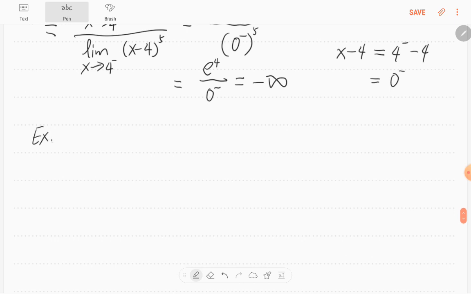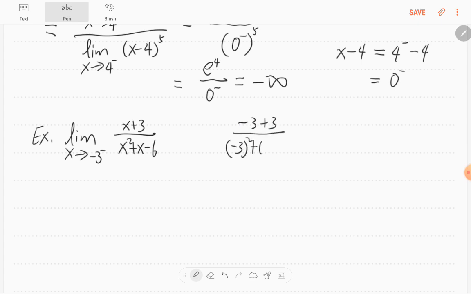So now let's look at the last example. The limit as x approaches negative 3 minus of x plus 3 over x squared plus x minus 6. If you plug in negative 3, it would be negative 3 plus 3 over negative 3 squared plus negative 3 minus 6. It would be 0 over 0, which is called an indeterminate form.